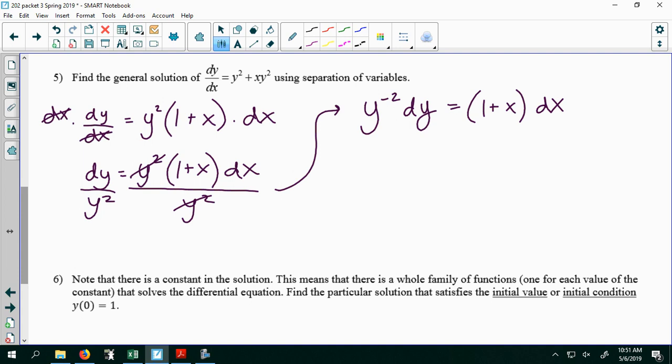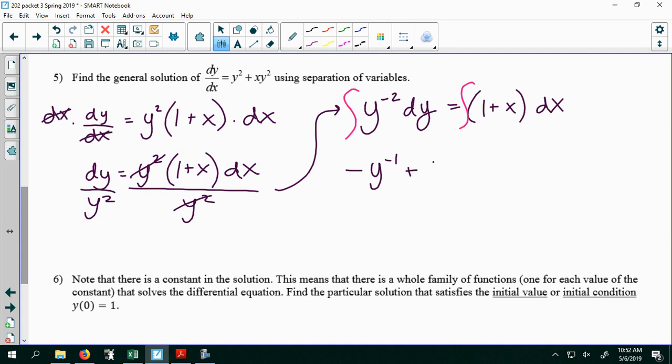So the reason I wrote it like that is because the next step, once you have separated the x's and the y's, is to take an antiderivative of both sides. Take the integral of both sides. And having y to the negative 2 written like that makes it easy to use the power rule. Okay, so an antiderivative of y to the negative 2 is y to the negative 1 over negative 1.